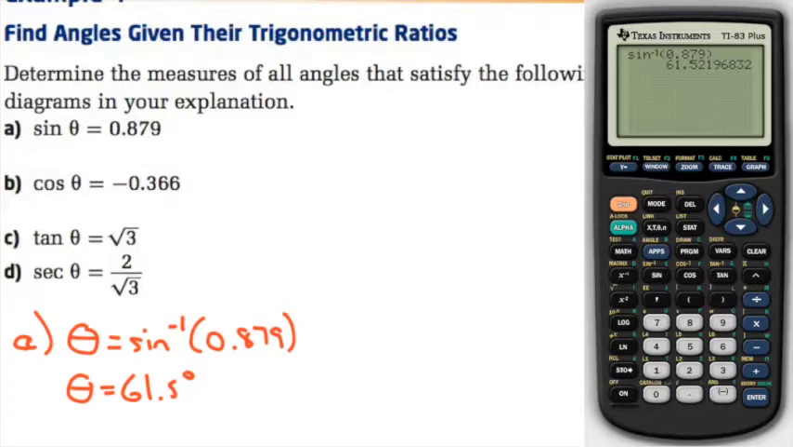This is one answer, and the calculator will always spit out one of the answers at us. It will never actually spit out the second answer that always exists. We have to do some work to find that. So we'll go to the XY axis. A 61.5 degree angle would be about here. And the other thing we need to look at is which of the other four quadrants this angle is going to be in. To do that, we need to go back to CAST.